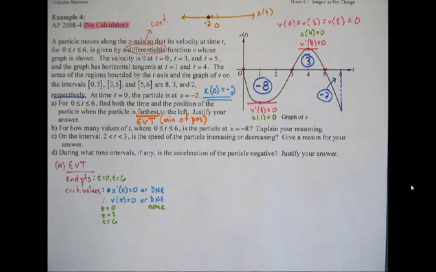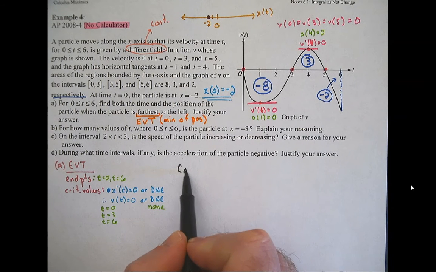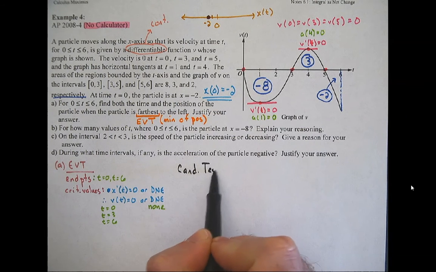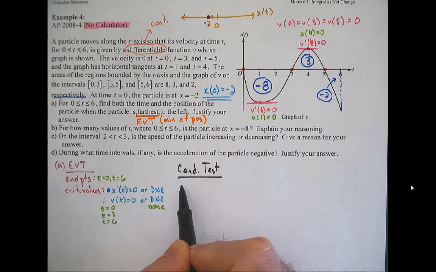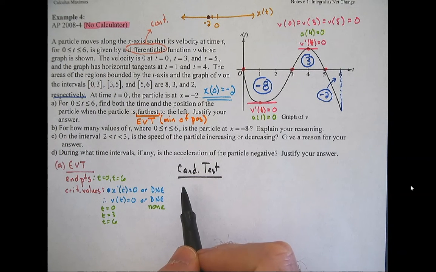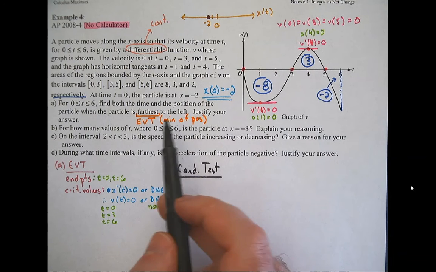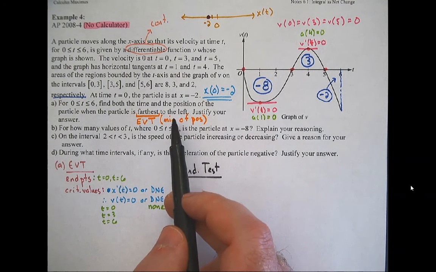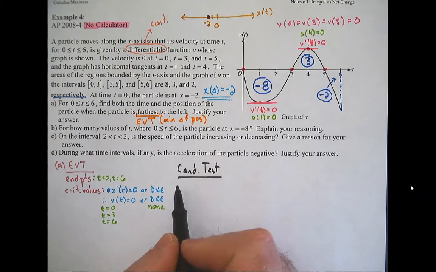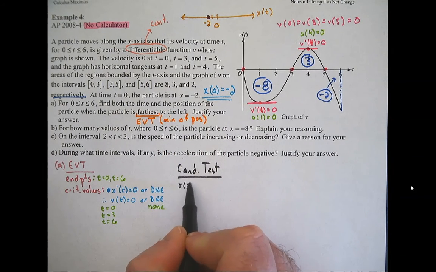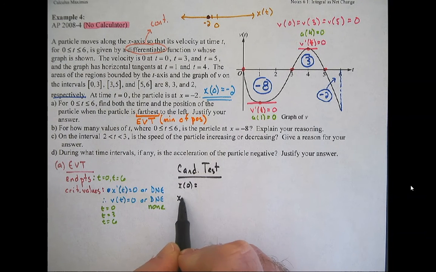All right, so now after we have our candidates, we've got to figure out which number is literally the smallest or which one is the biggest. So this is a candidates test. I'm going to go in order, so we would need to figure out, okay, do I want to find x of t or v of t? I want to figure out when the particle is farthest to the left. So that's going to occur when its position is the smallest. So I want to figure out what the position values are. So I want to know what's x of 0, what's x of 3.